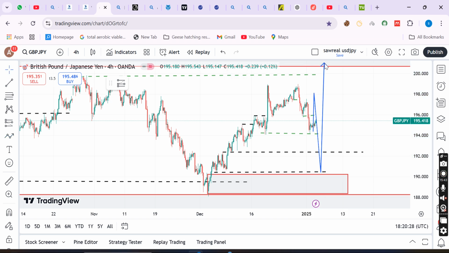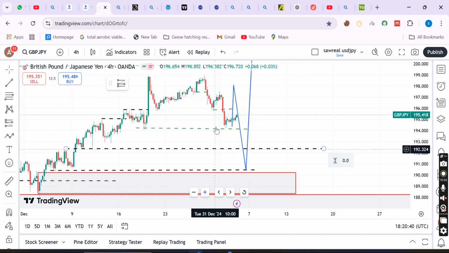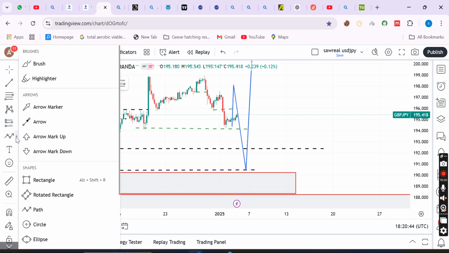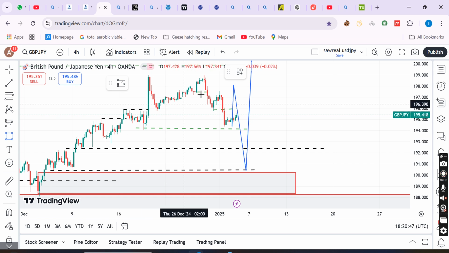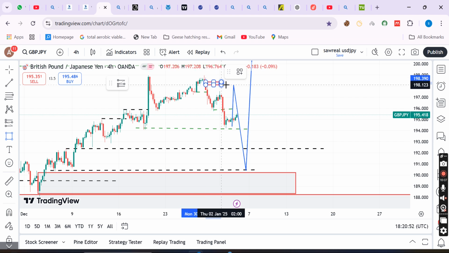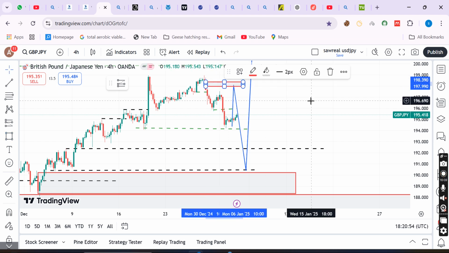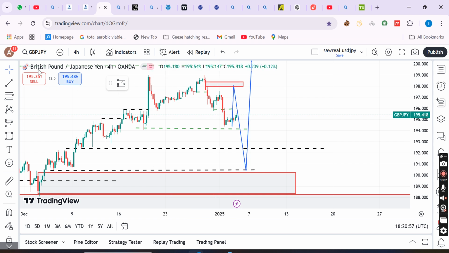So that is my projection for GBPJPY. Okay, so I'm targeting that there is a fair value gap over here. Okay, this area. So there are two fair value gaps. There's a little one here, a 4 hour fair value gap, and then there's also another one here.